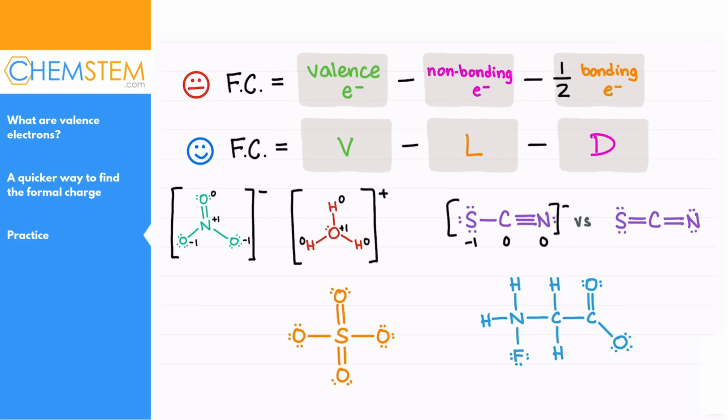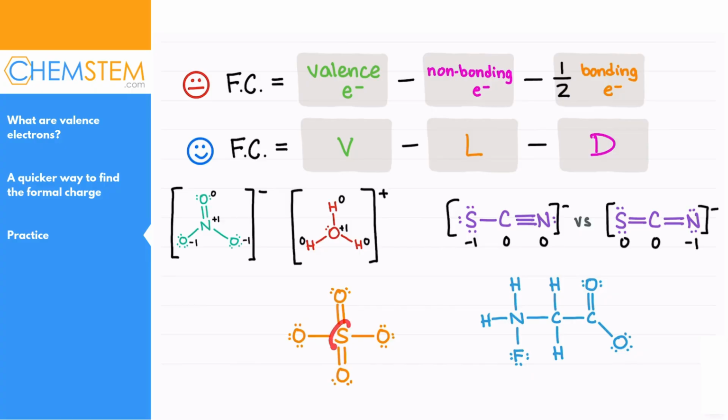For this one, we have sulfur again, so we're still going to have our 6 valence, minus the 2 lines, minus the 4 dots. So now this sulfur has a 0 formal charge. This carbon still has a 0 formal charge, but this nitrogen here is going to be 5 minus 2 minus 4. So the negative 1 formal charge is now on the nitrogen.